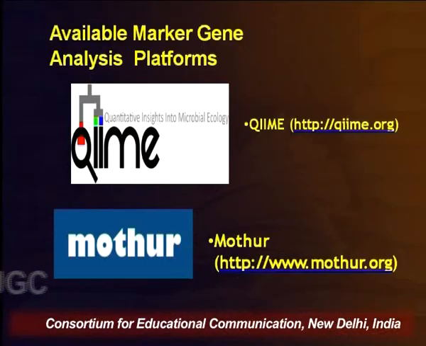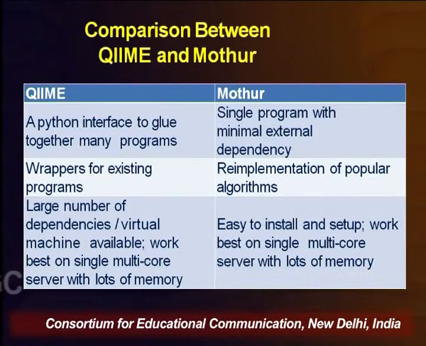We have two platforms where the studies can be performed very efficiently. One is QIIME and the other one is Mothur. QIIME is a Python-based platform, and it is more advanced than Mothur. In QIIME, we have a wrapper sort of thing where all existing programs are available, but Mothur on the other hand is a re-implementation of the popular algorithms. Mothur can be installed and set up in your environment, but QIIME I would say is a bit more advanced.